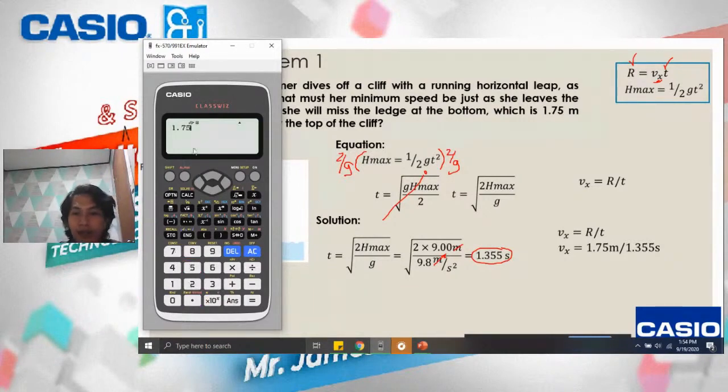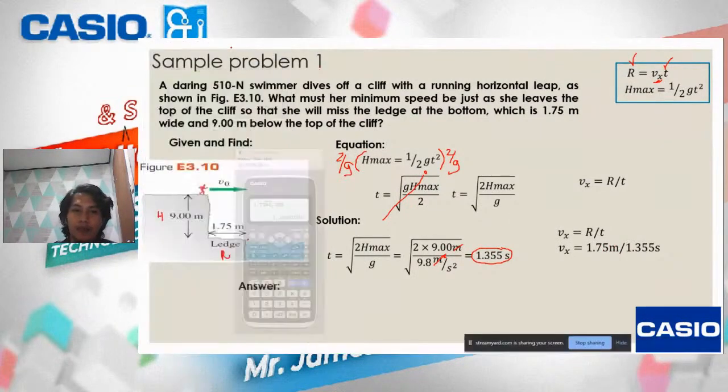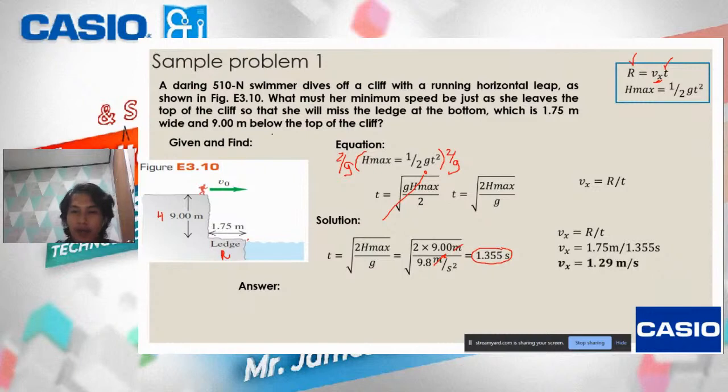Take note, dapat naka-degrees to, no? Over 1.355. Yan. So, our answer will be 1.29 meter per second. So, I also suggest na ito, ano naman natin to, no? Na dapat yung ating equation or ating symbol or unit symbol kasama siya sa ating equation. So, our answer is 1.29.